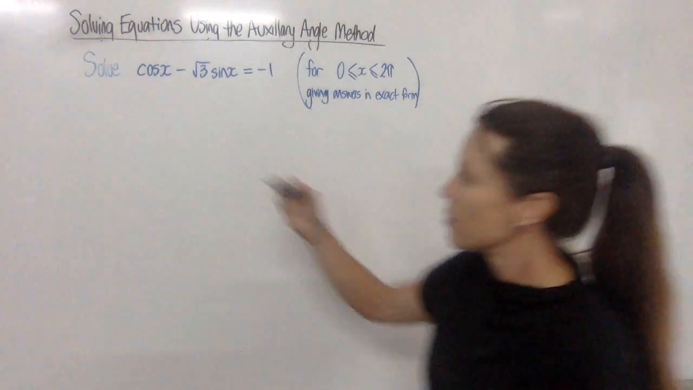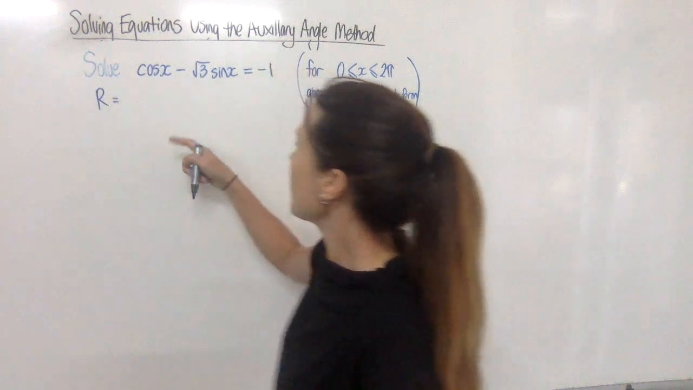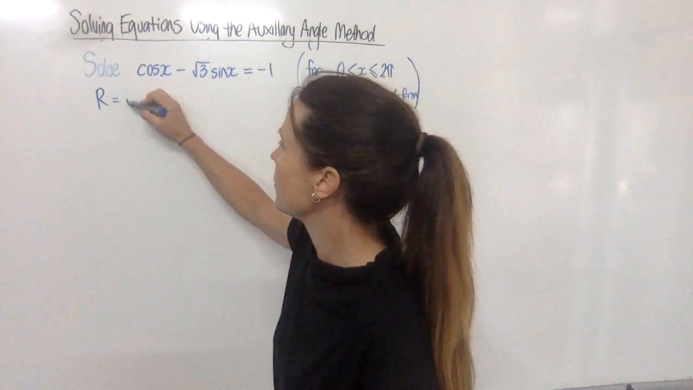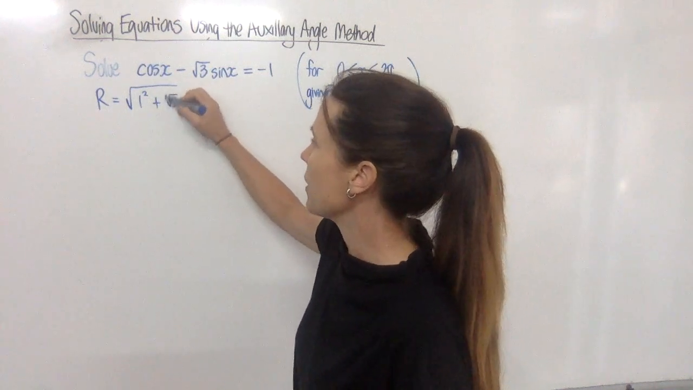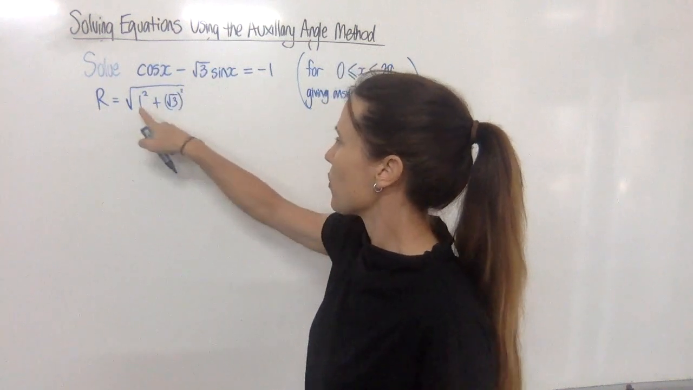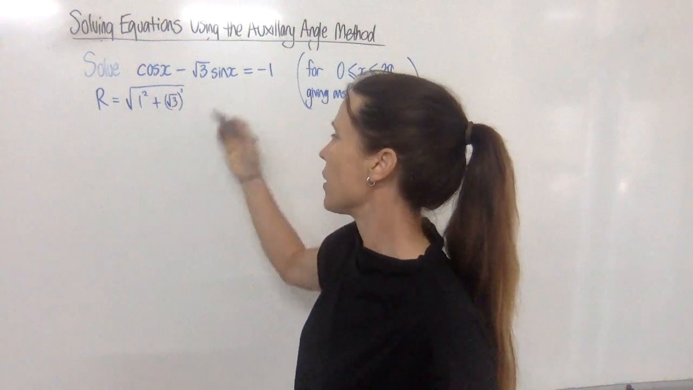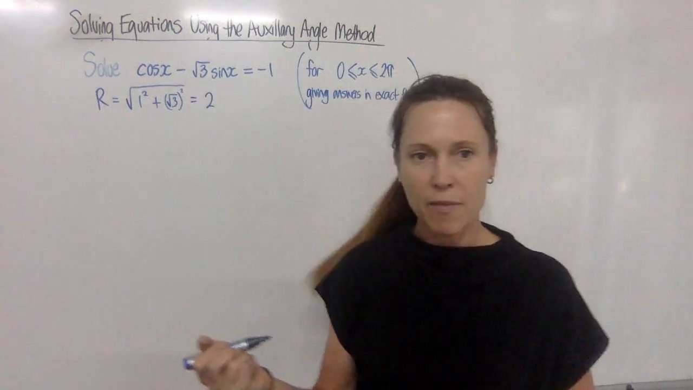Now we can start by finding r. Easy first step. 1 squared plus negative root 3, or just root 3, all squared, same thing. So we've got 1 plus 3 makes 4, and the square root of 4 is 2. So our r value is 2.